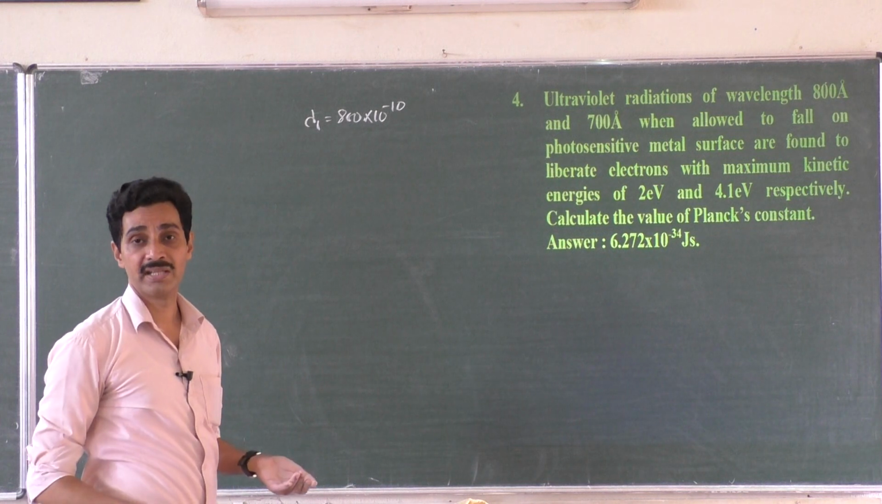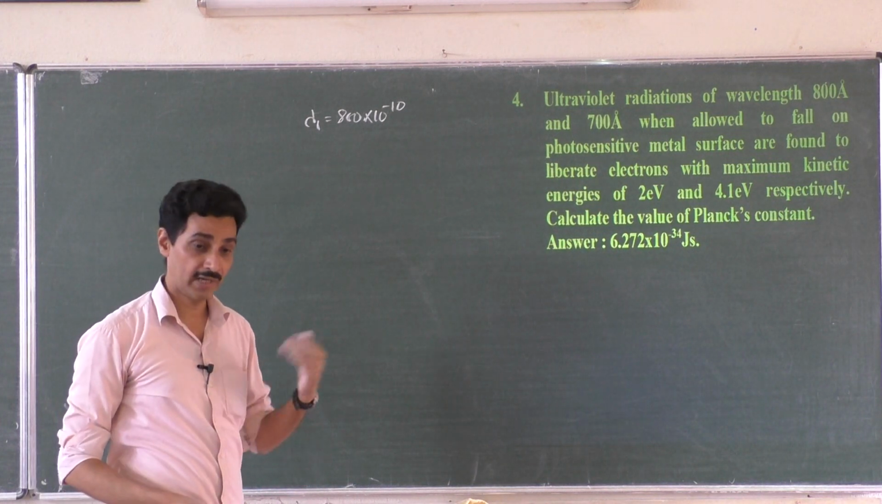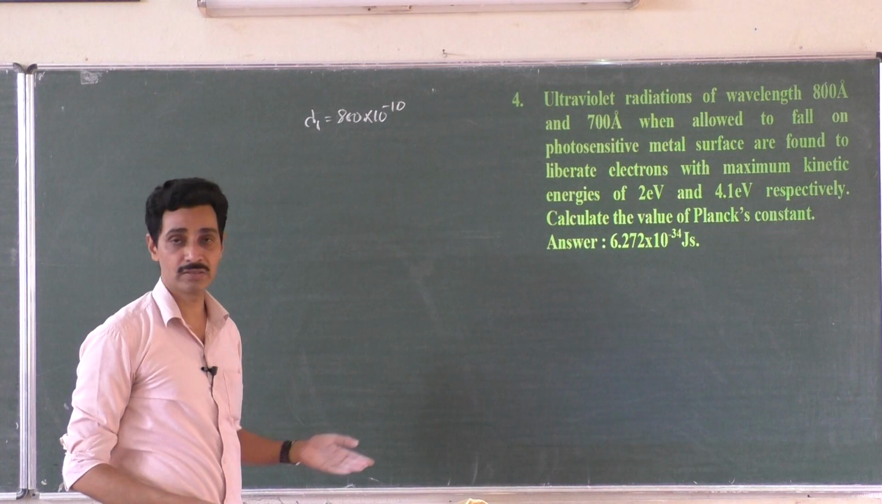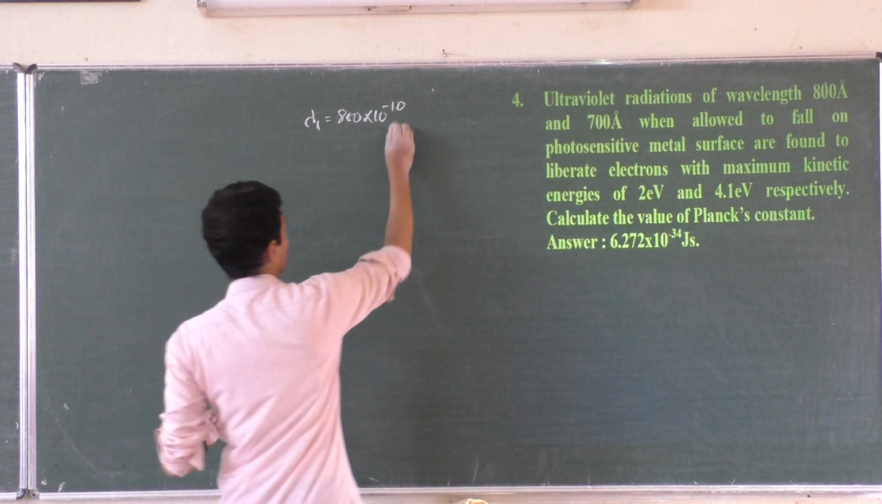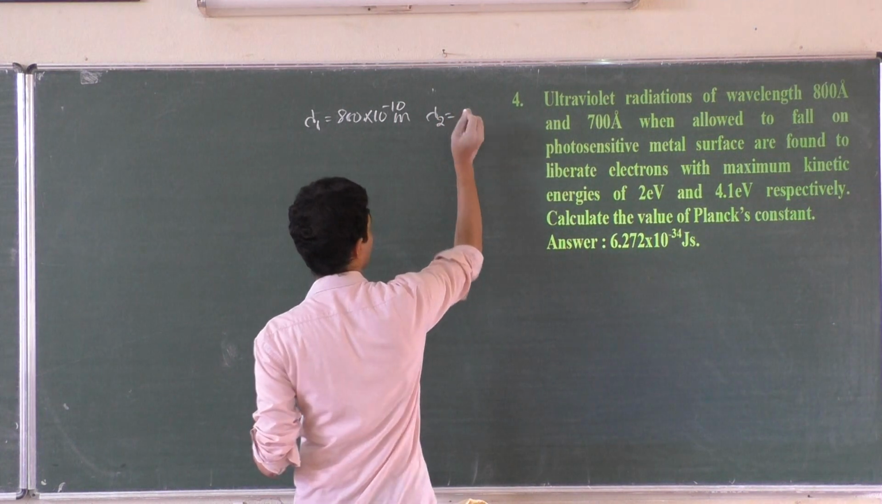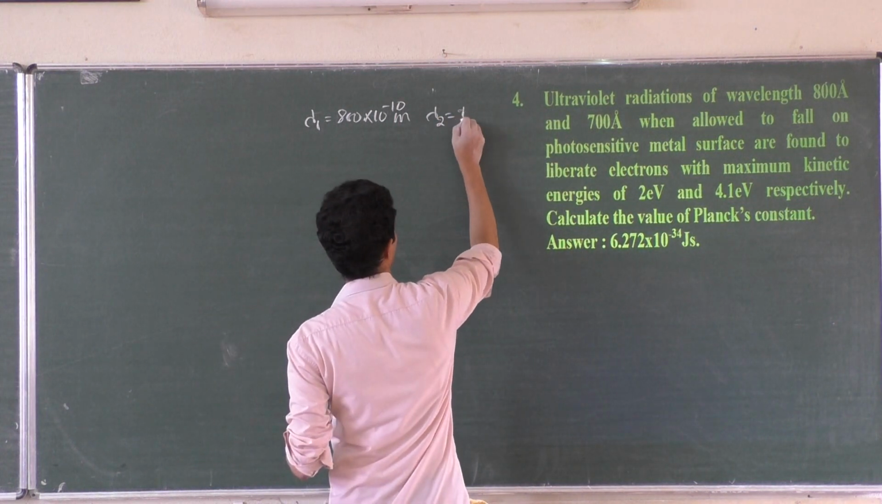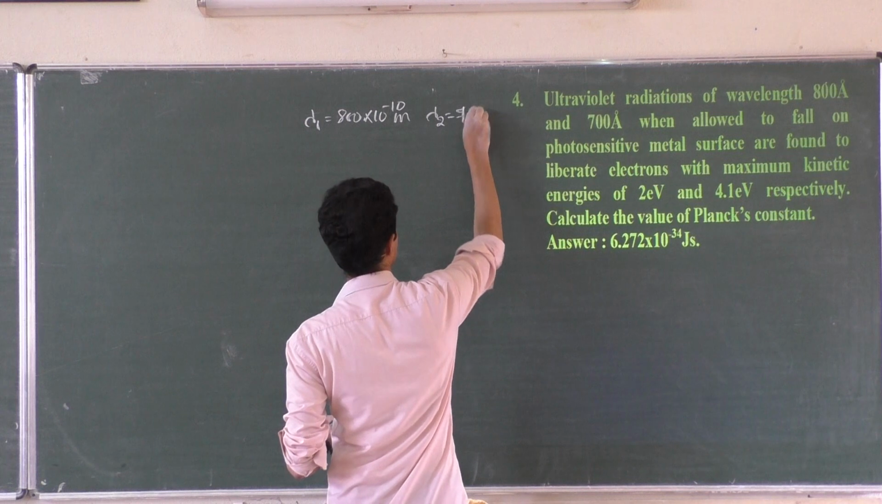Fermi, 10 to the power minus 15 meters. Nano, 10 to the power minus 9. Micro, 10 to the power minus 6. Milli, 10 to the power minus 3. So this is angstroms. And another one is how much angstrom? 700 angstrom. Now can you tell me which is more energetic in this?